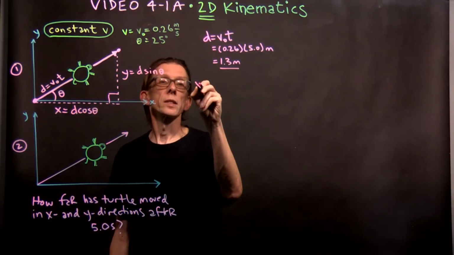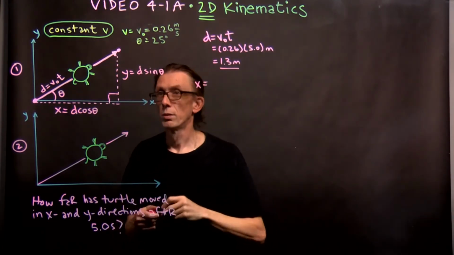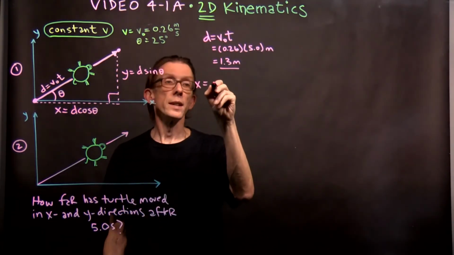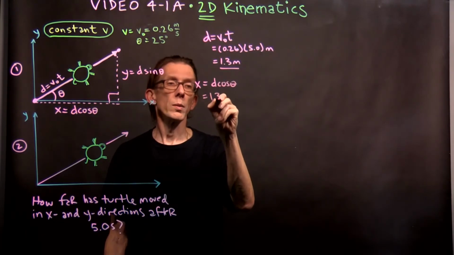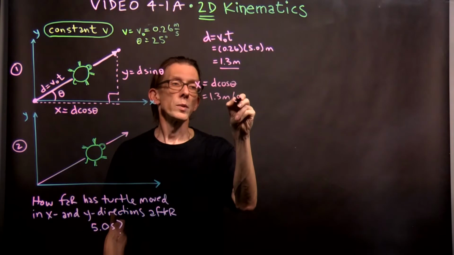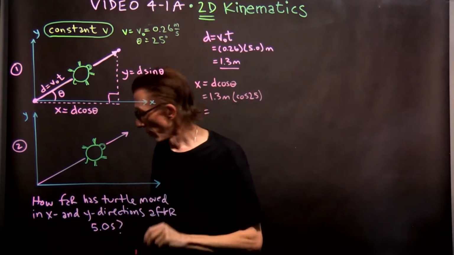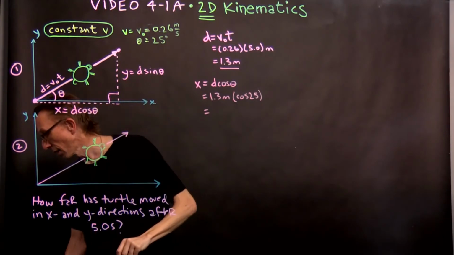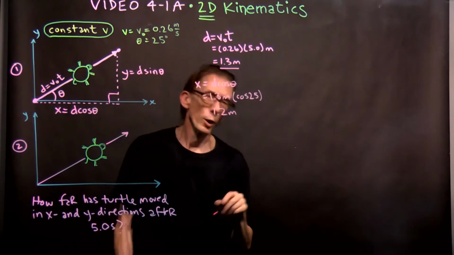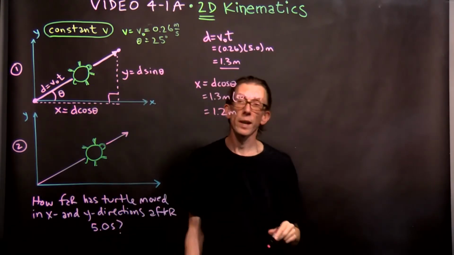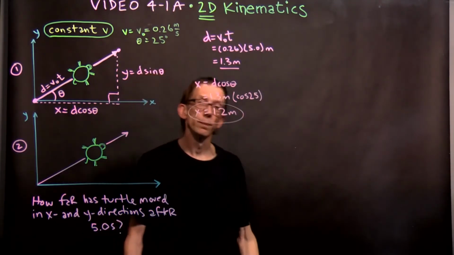Okay, so x, as advertised, is, actually what I'll do is I'll do it here. X is d cosine theta, which is 1.3 meters times cosine of 25. You stick it in your calculator and you'll get 1.2 meters. It's a little bit off that. I've rounded to two significant figures, but that's the answer. So x, 1.2 meters.